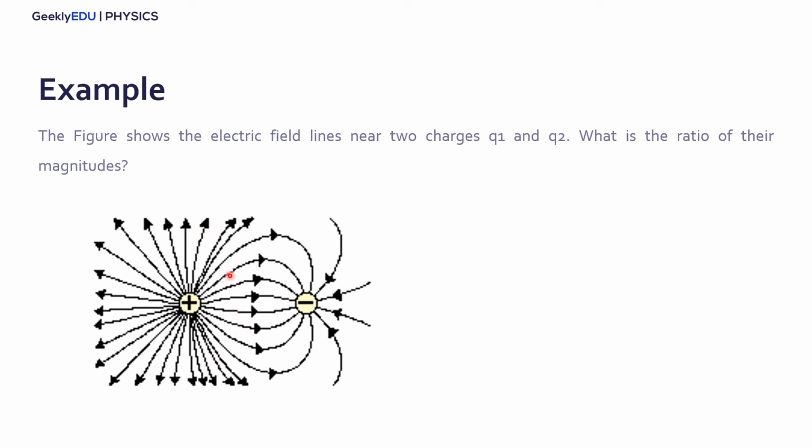Also, just by looking, you can see much more lines coming out of the positive charge than lines entering the negative charge. And this shows us that the electric field of the positive charge is stronger than the electric field of the negative charge. If you count the number of lines here, we can count 31 field lines for the positive charge. And for the negative charge, we have 12 lines.